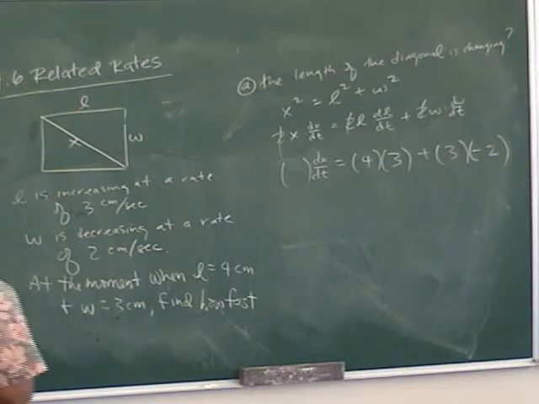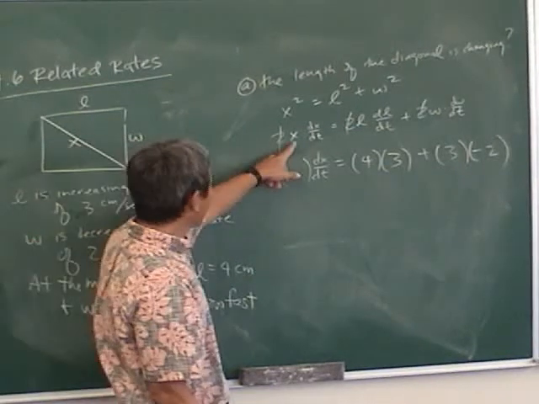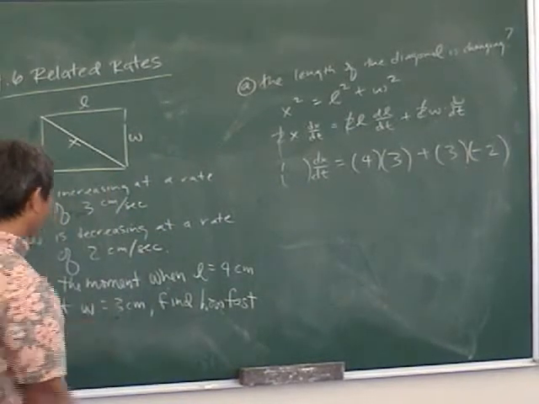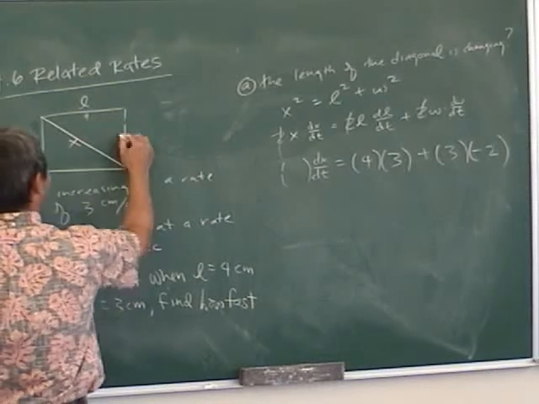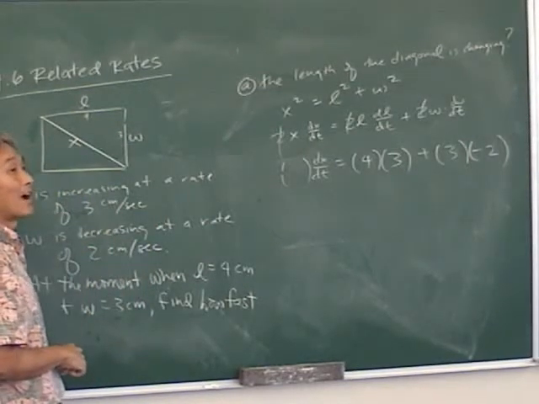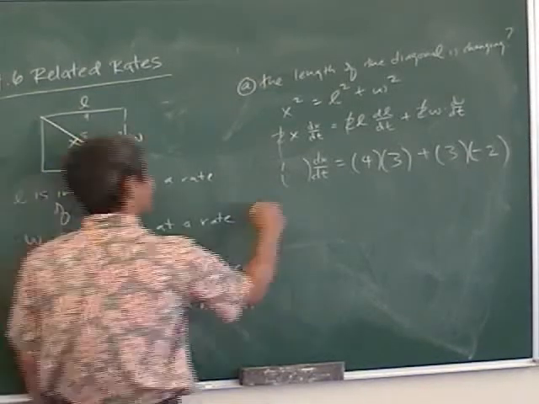Now, the only thing that's not given in the problem is at the moment in question, I don't know what x is, but I think we can figure it out. At the moment when this is 4 and this is 3, can we figure out what x is going to be? It's 5, because it's Pythagorean theorem. 3, 4, 5. So that's what you plug in for x.